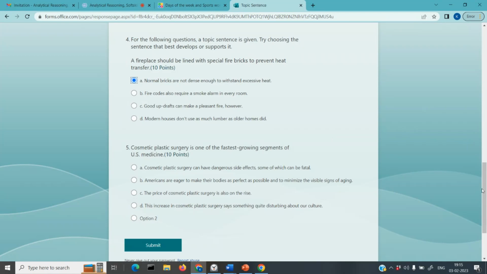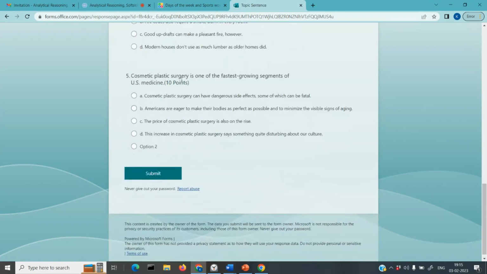Can you try the fifth question? Cosmetic plastic surgery. Cosmetic plastic surgery is one of the fastest growing segments of US medicine. Option A, cosmetic plastic surgery can have dangerous side effects, some of which can be fatal. Option B, Americans are eager to make their bodies as perfect as possible and to minimize the visible signs of aging. Option C, the price of cosmetic plastic surgery is also on the rise. Option D, this increase in cosmetic plastic surgery says something quite disturbing about our culture. And the last option is a dummy option.